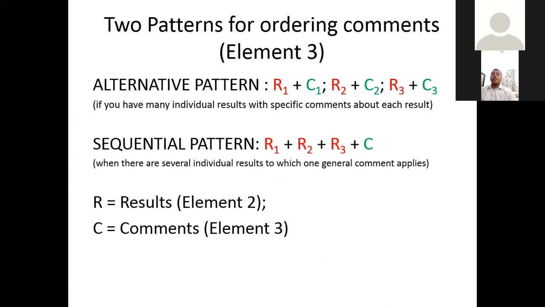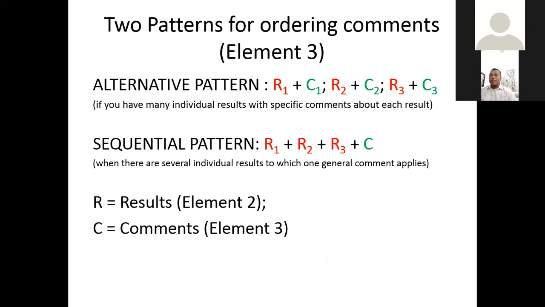Okay, how to write the elements? Either you write the result and comment, result and comment, result and comment, or you can combine all the results, result 1, result 2, and result 3, and put the comment in the element after the results. Okay. Why, and under what condition, can you combine these 3 results together?